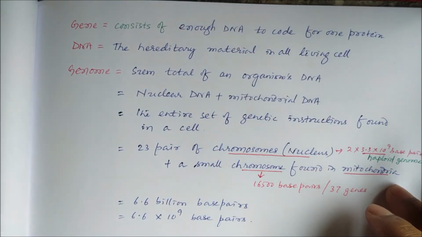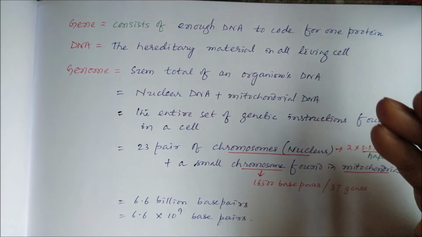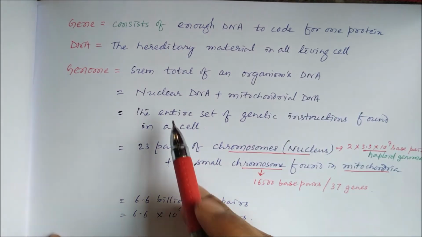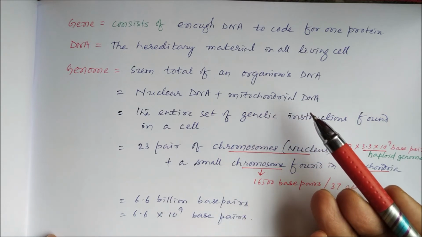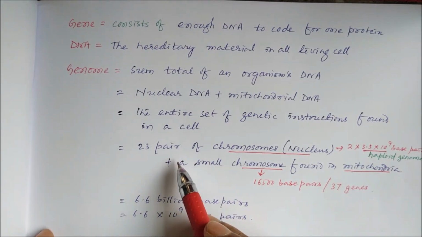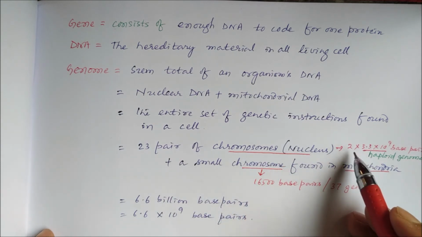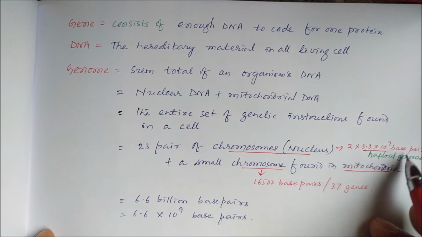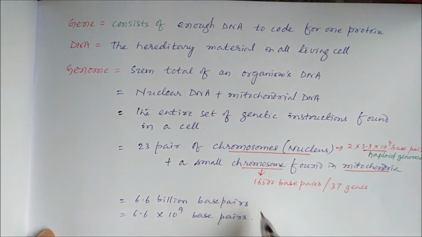So to summarize, a gene consists of enough DNA to code for one protein. DNA is the hereditary material in all living cells, and the genome is the sum total of an organism's DNA, which includes your nuclear DNA and mitochondrial DNA. So it is the entire set of genetic instructions found in a cell. It includes the chromosomes in the nucleus, so 23 pairs of chromosomes. So 2 times 3.3 times 10 to the power 9 base pairs. So 3.3 times 10 to the power 9 is your haploid genome, and the diploid genome is times 2. So it will be around 6.6 times 10 to the power 9 base pairs.